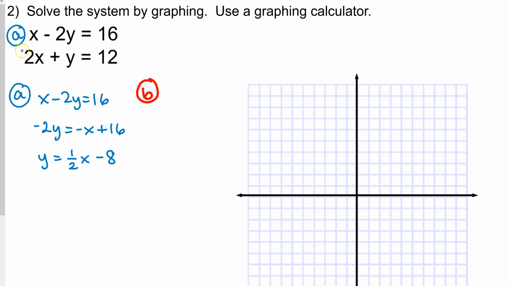And then for the second equation, same idea, we're going to isolate y, so we'll subtract 2x, and that's the equation we're going to type into the calculator.